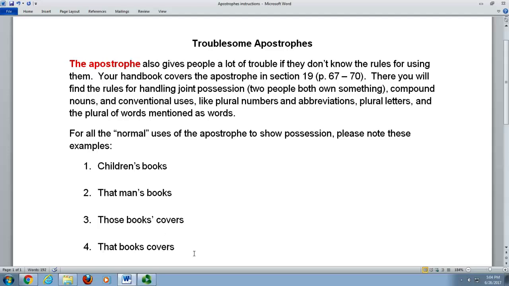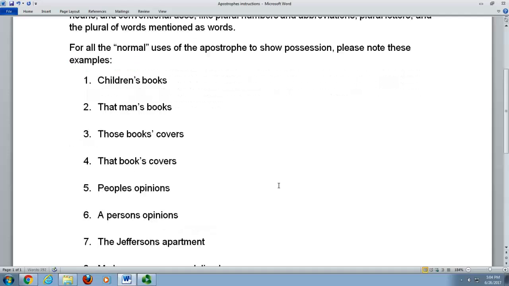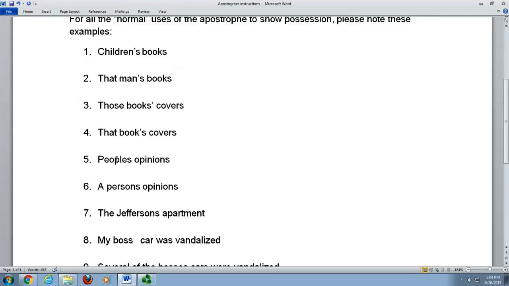Let's look at another one, that book's covers. Here are the covers that belong to that book, and so of course it'd go before the S. Let's do some more. People's opinions. These are the opinions belonging to people, not people's, and so we're going to put it here before the S. A person's opinions. These are the opinions of a person, not a person's, a person, and so it's going to go again before the S.